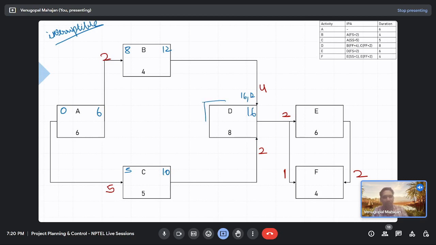What about this value? You tell me. Then 16 plus 2, only one arrow coming in, so 18. So 18 plus 6, 24. What about this? 18 plus 1 could be 19, only one arrow, so this could be 26, or 19 plus 4, 23, so 26. One box I have left for you guys. What should be the value here?